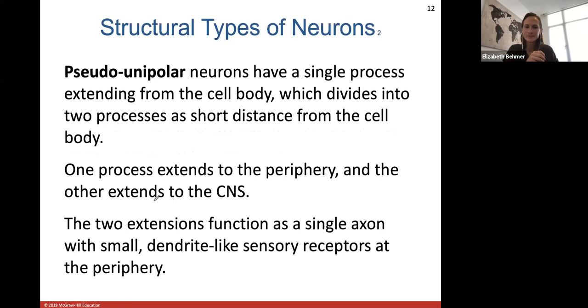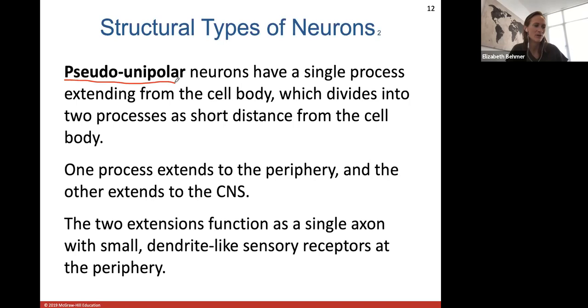You might have a pseudounipolar neuron that has a single process extending from the cell body, which will then divide into two processes a short distance from the cell body. One process extends to the periphery, the other extends to the CNS, and the two extensions function as a single axon with small dendrite-like sensory receptors. This is a very rare, or less common, type of neuron.